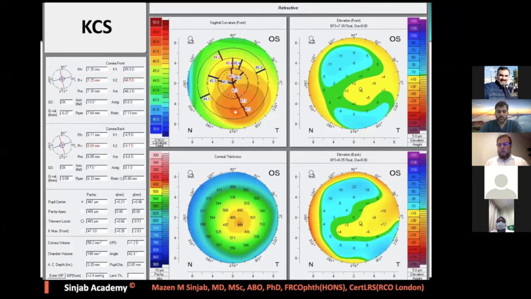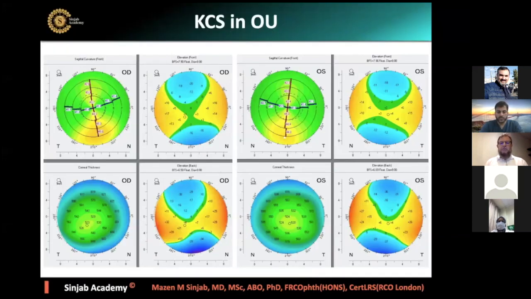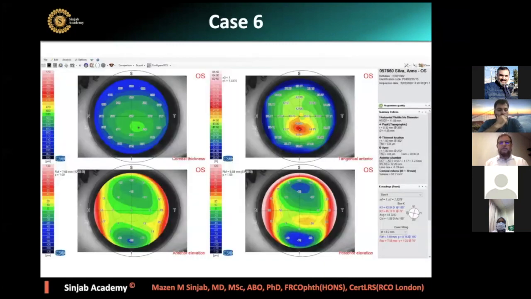So we say keratoconus suspect when both eyes have problems in the curvature map, but the posterior elevation maps are normal. And if the other eye is completely normal, it is called keratoconus suspect as well. So we call forme fruste keratoconus only in one case, when the other eye has keratoconus.